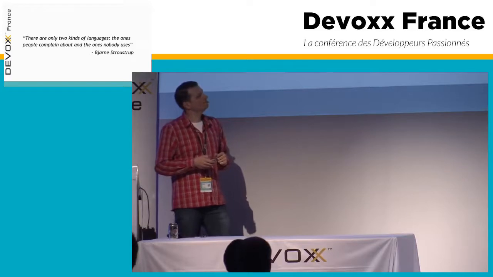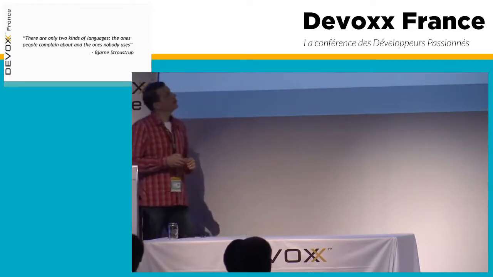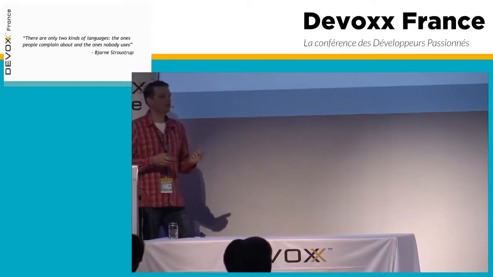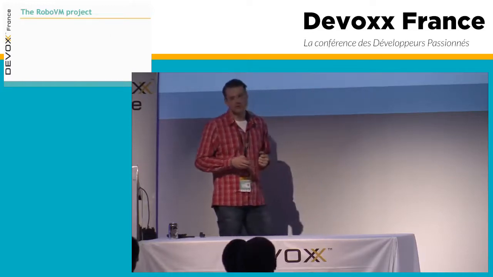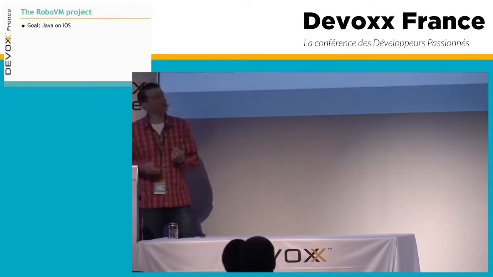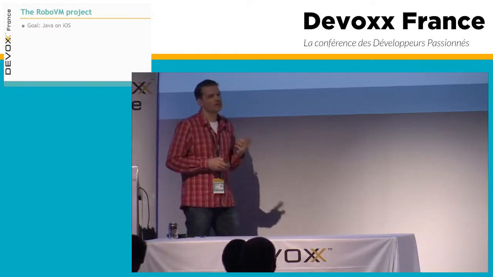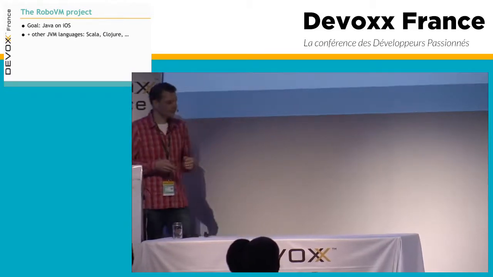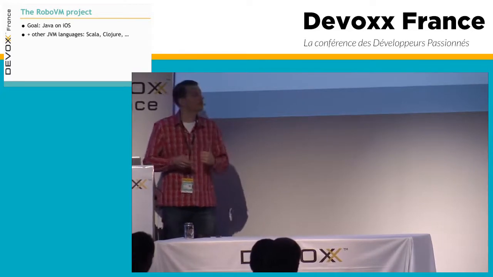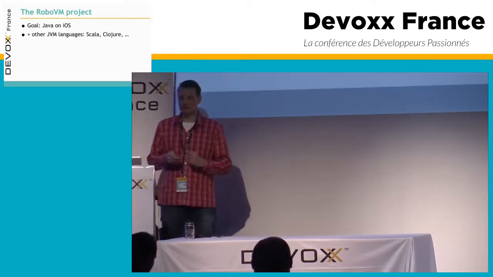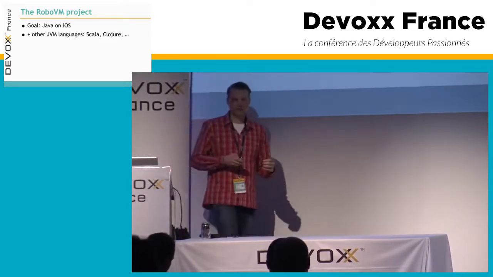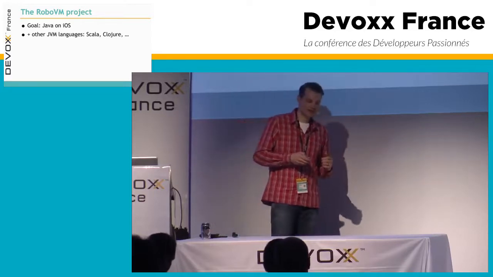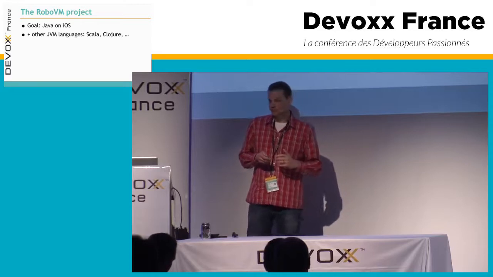So let's talk a little bit about RoboVM and see how it improves things for mobile app development. So the RoboVM project, the goal is to bring Java to iOS and also other JVM languages. So far, it's possible to use Scala, Clojure. There's also one guy who managed to get Kotlin to work. In theory, you should be able to use any JVM language that compiles down to Java bytecode.